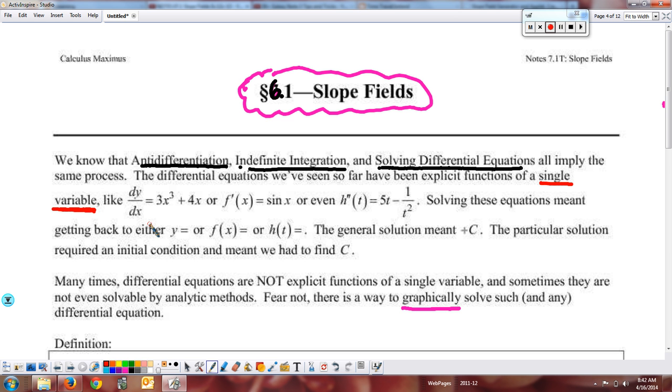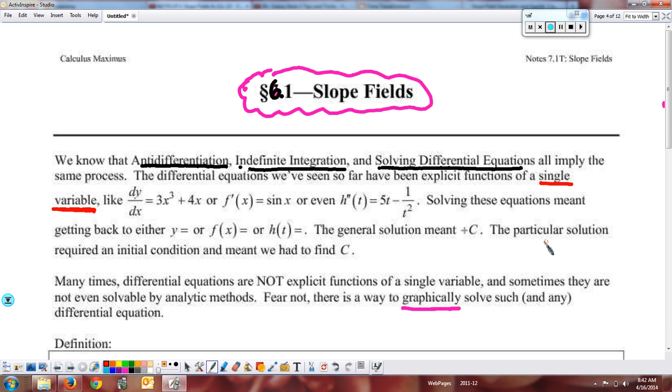But when they're functions of a single variable, then we pretty much know that we can put this in differential form by moving the dx over and then integrate to find the general solution. It doesn't matter if you have a t in it, as long as you're integrating with respect to t. So this would be d²h/dt². This is actually a second derivative, which is fine. Anytime you have the first derivative, it's called a first order differential equation. Anytime you have a second derivative, it's called a second order differential equation.